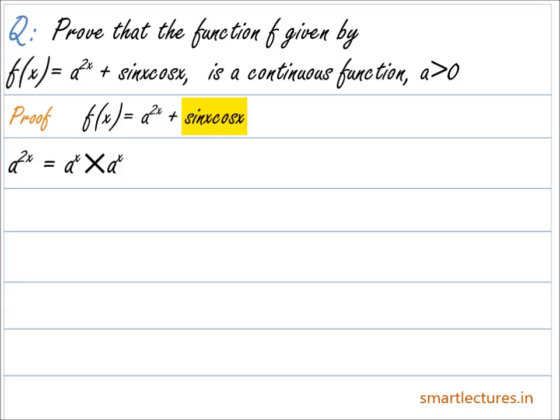And now a to the power 2x and sin x into cos x are both continuous functions, and the sum of two continuous functions is also a continuous function. So that means the function f of x given by a to the power 2x plus sin x into cos x, where a is greater than 0, is a continuous function.